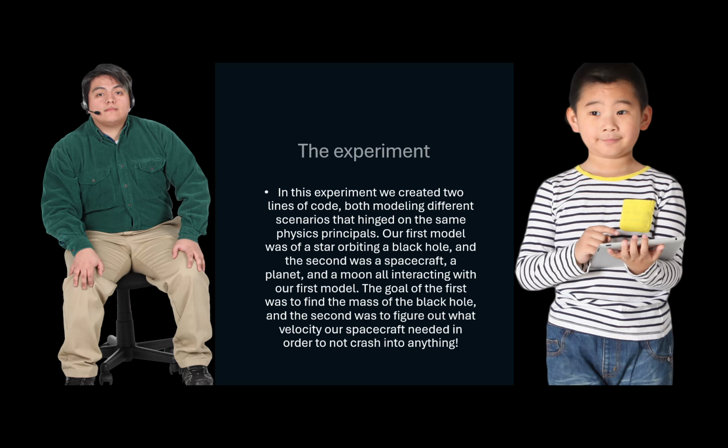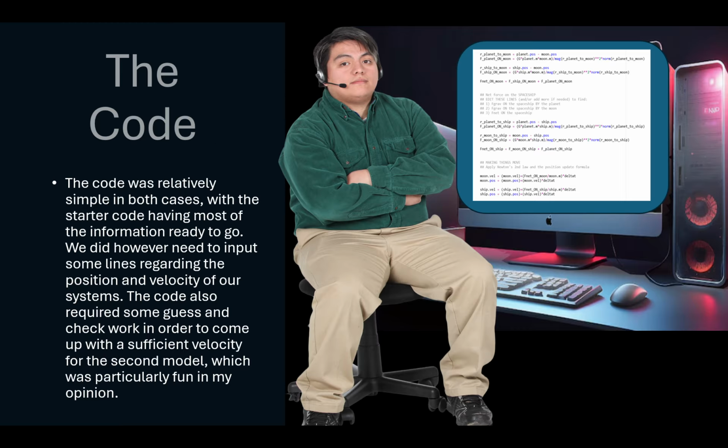The experiment. In this experiment, we created two sets of code, both modeling different scenarios that hinged on the same physics principles. Our first model was of a star orbiting a black hole, and the second was a spacecraft, a planet, and a moon all interacting with our first model. The goal of the first was to find the mass of the black hole, and the second was to figure out what velocity our spacecraft needed in order to not crash into anything.